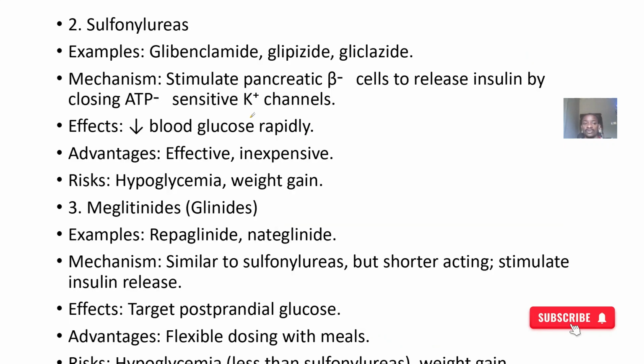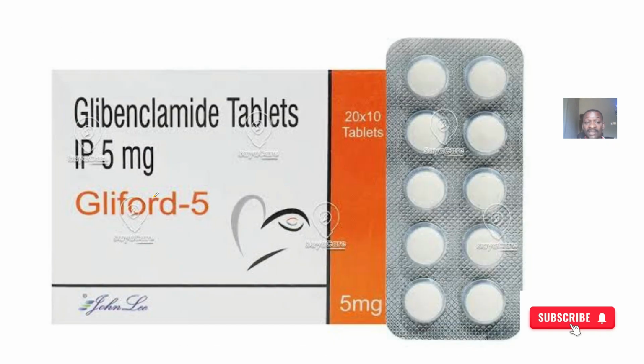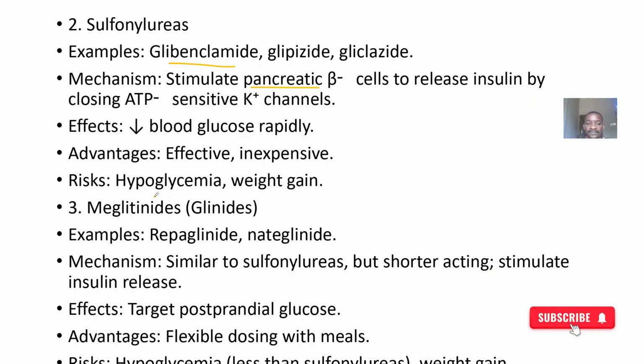Okay, so we also have the sulfonylureas like glibenclamide, glipizide, gliclazide. So they stimulate pancreatic beta cells to release insulin by closing the ATP-sensitive potassium channels. So the effect is decreased blood glucose rapidly. It's very effective, it's inexpensive. Then we have this is glibenclamide.